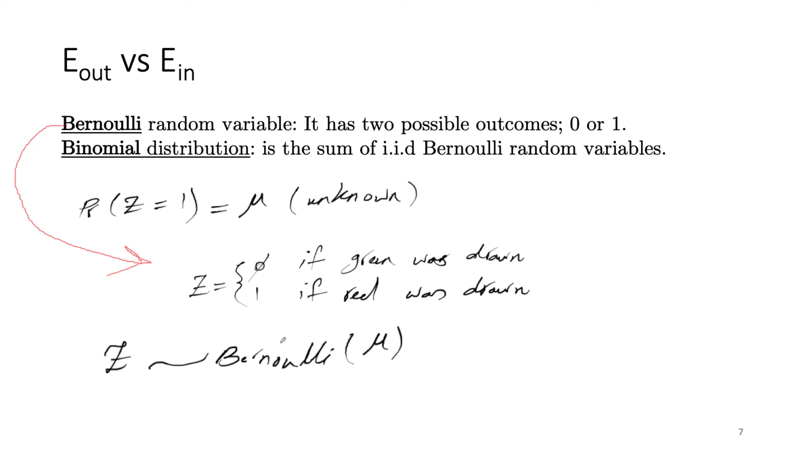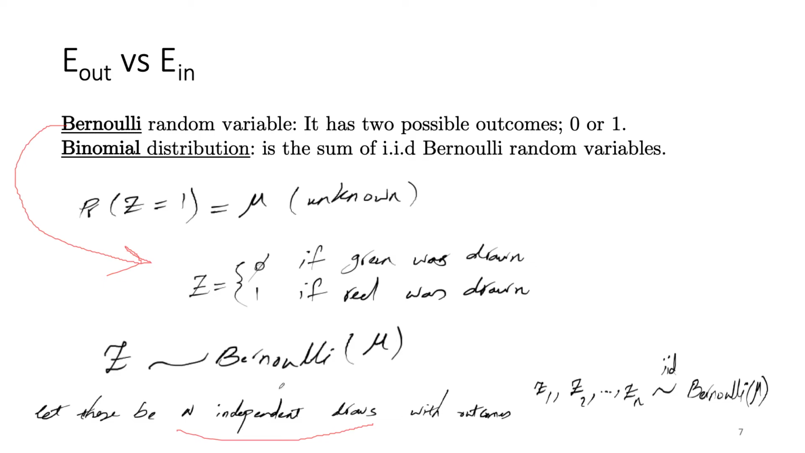Okay. And of course, let these be independent draws with outcomes. So a better way to show it is that Z1, Z2 up to Zn come from an IID Bernoulli of mu, okay? These are just different ways to showcase that.